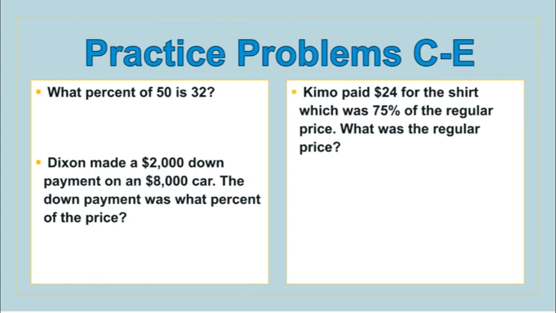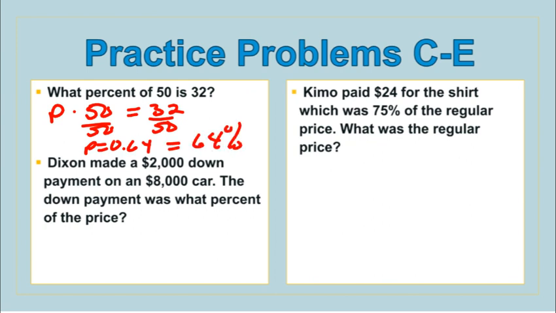And the last couple of questions, what percent of 50 is 32? So I divide by 50 on both sides. So 32 divided by 50 gives us 0.64, which the percent would be 64%. So just multiply 0.64 times 100.